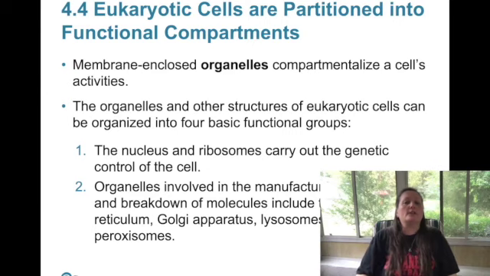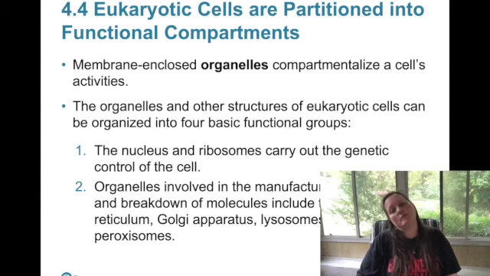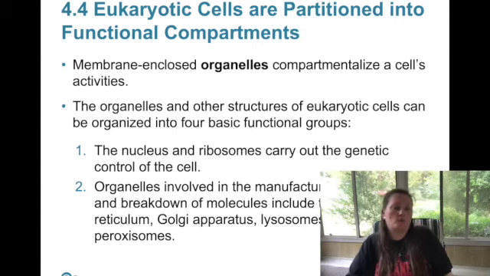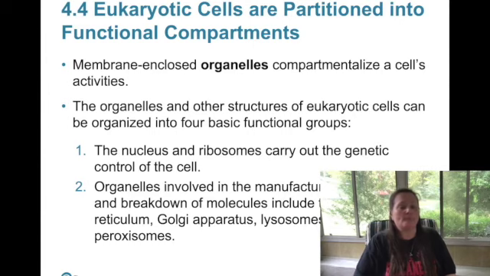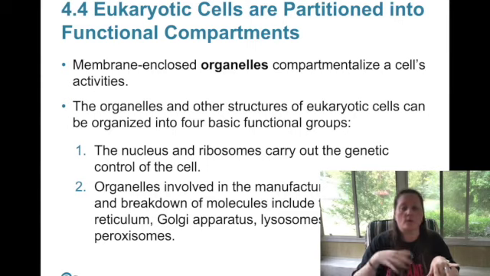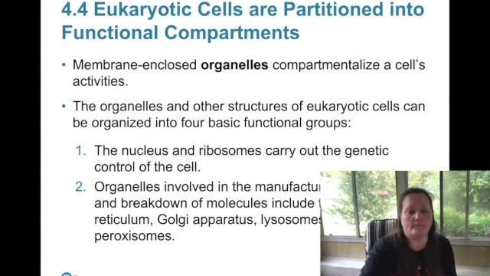So, nucleus and ribosomes carry out the genetic control of the cell. Organelles involved in the manufacture, distribution, and breakdown of molecules include the endoplasmic reticulum, and you will often see it just as ER. The Golgi apparatus, which is like UPS, you box it up and ship it out. Lysosomes, which is like the recycling center. So they take the stuff and go, oh, we're not going to use this. They break it down and reuse it or chuck it. The vacuoles and the peroxisomes.